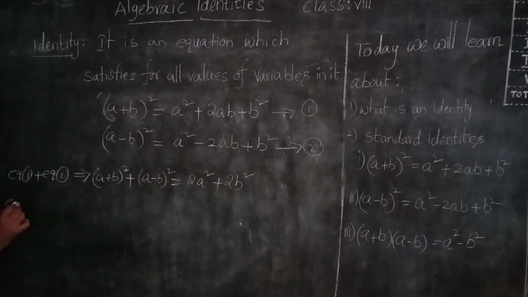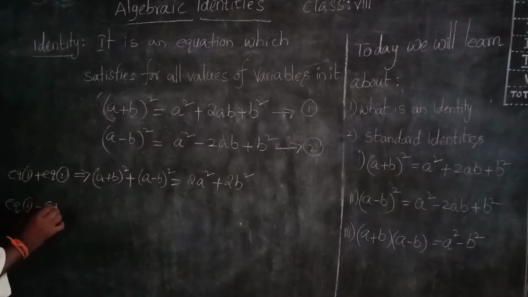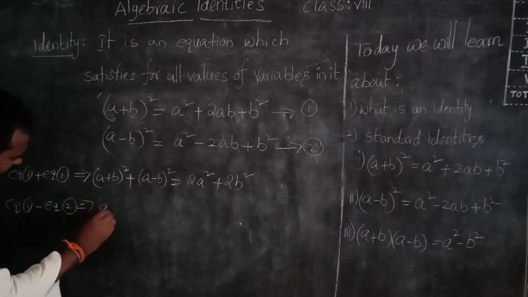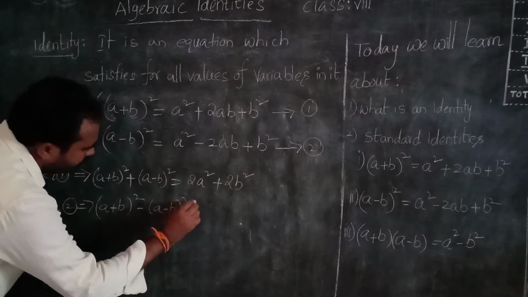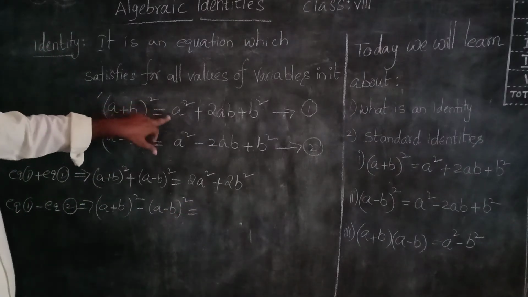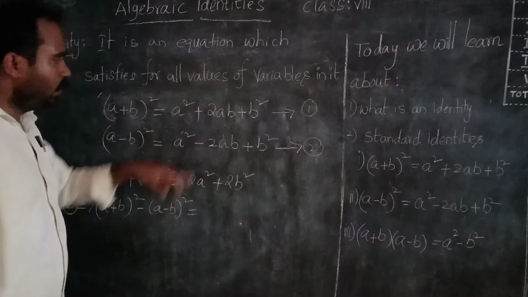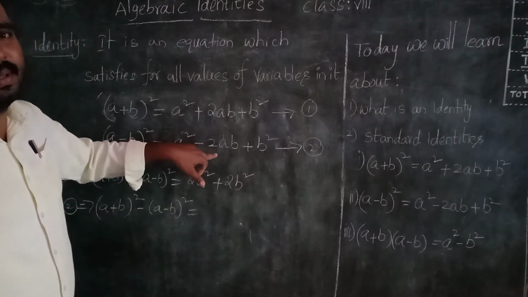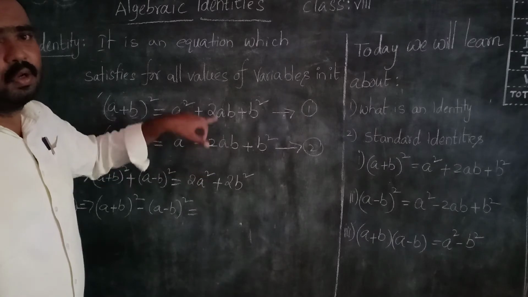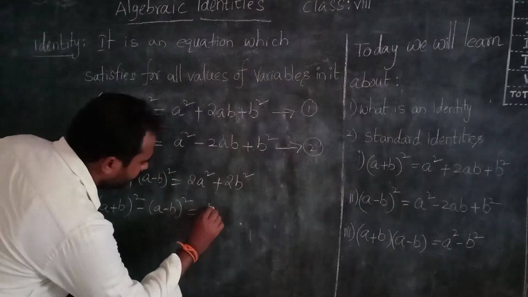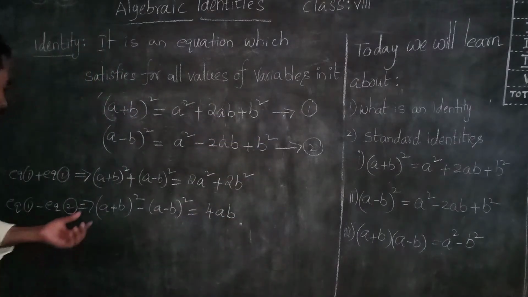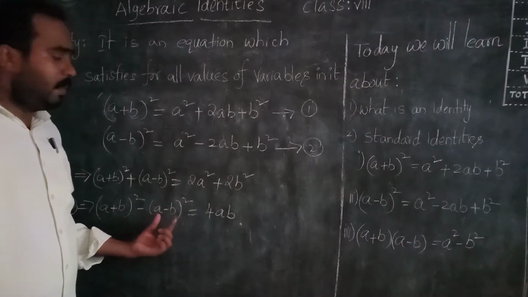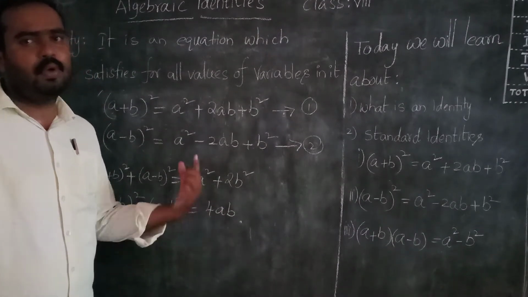Next, equation 1 minus equation 2. That means a plus b whole square minus a minus b whole square. So a square minus a square, 0. 2ab minus of minus 2ab. So minus of minus will become plus. 2ab plus 2ab, 4ab. b square minus b square, 0. So a plus b whole square minus a minus b whole square is equal to 4ab.